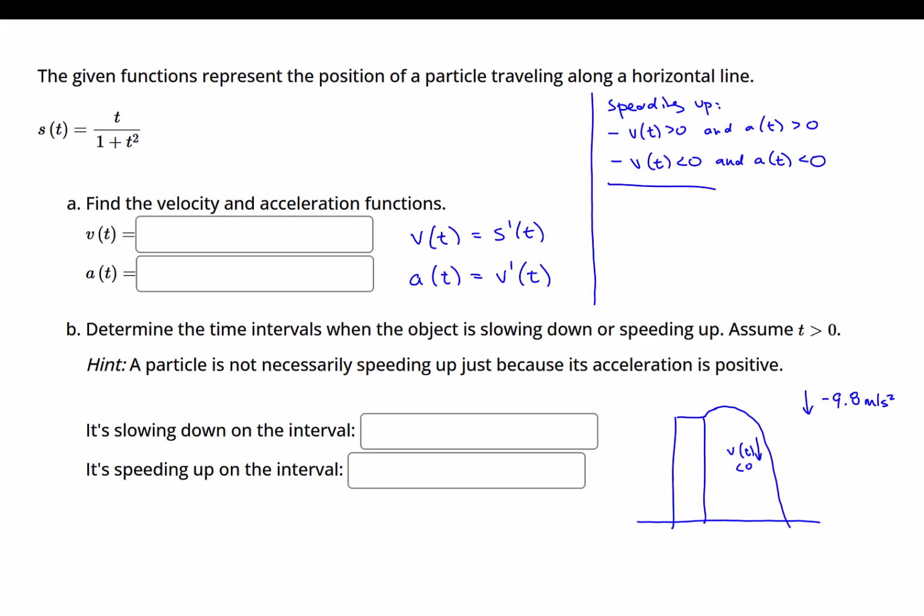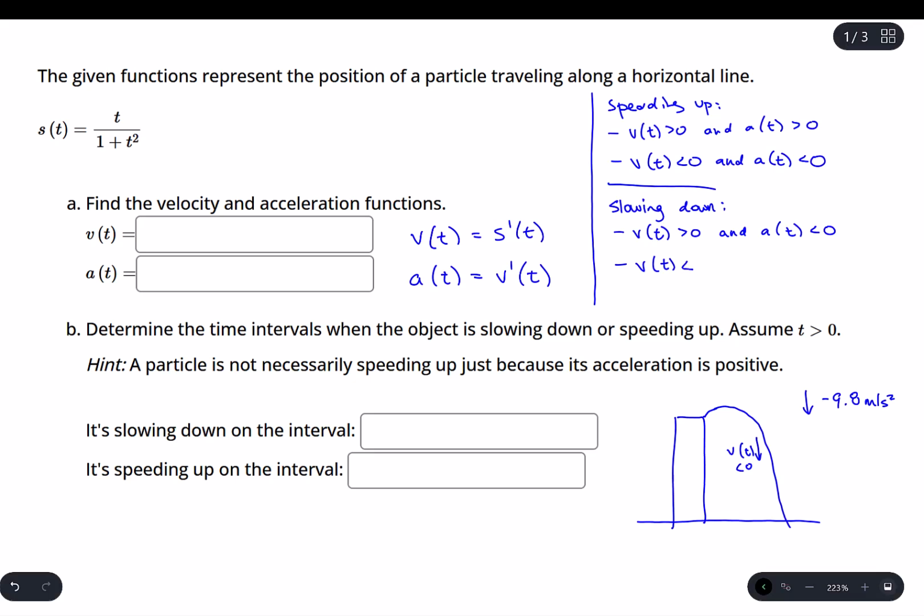The other consideration is when we are slowing down, velocity and acceleration have opposite signs. So the velocity would be possibly greater than 0, and the acceleration would be less than 0. Or the velocity is less than 0, and the acceleration happens to be greater than 0.